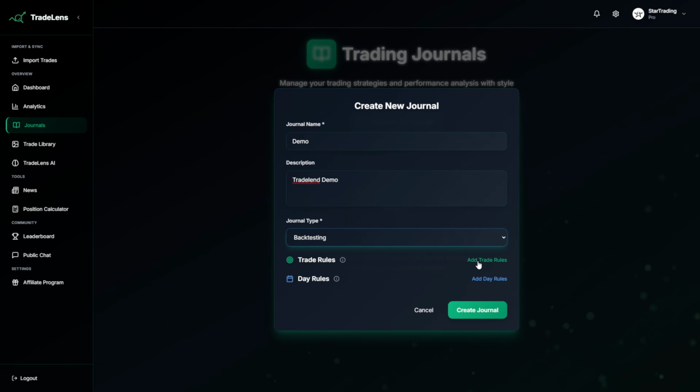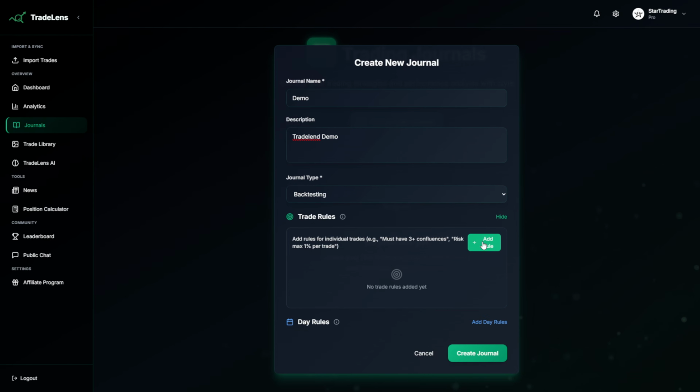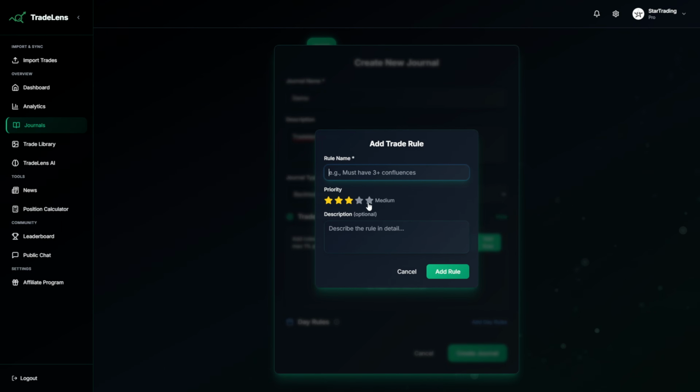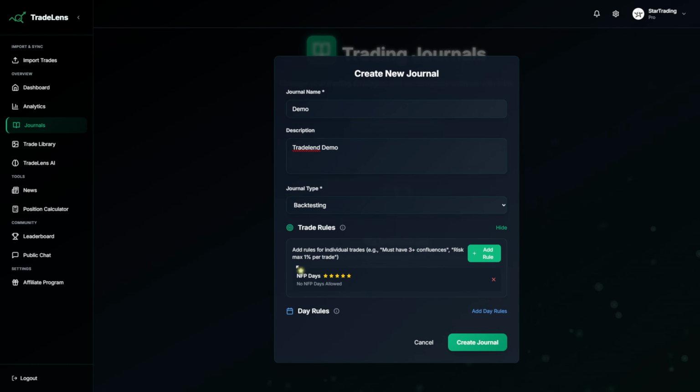Next thing is also, it is going to ask you for trade rules. Now look guys, every single trader needs rules in their strategy. If you don't have rules, then you're just basically trading blindly and without confluence. I am not trading NFP days, for example, because when I looked into TradeLens, it has shown me that on those days, I'm most likely going to take a loss. And from here on, I'm just going to add the rule. And from here on, the entire rule is added. This is going to play a bigger part a little bit later in the video.